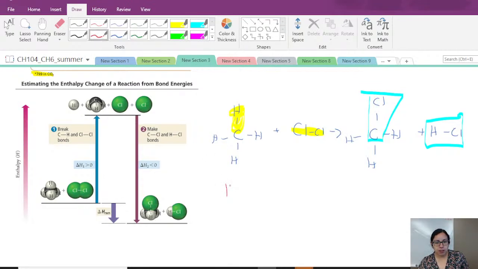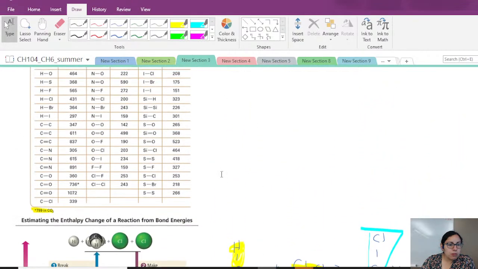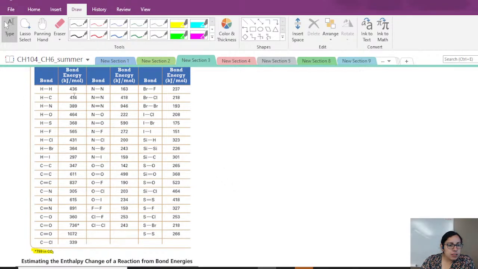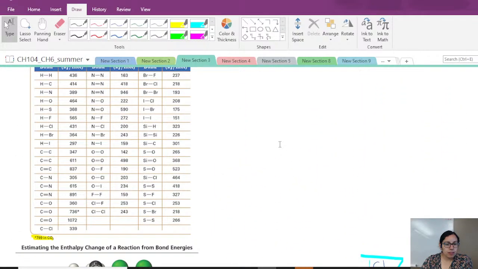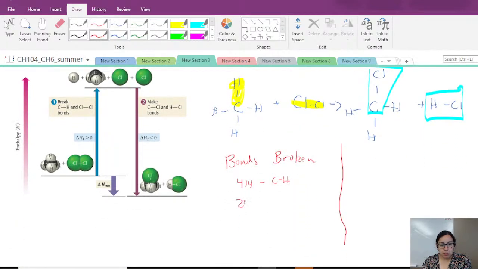And so now let's do the accounting for it. Let's do bonds broken first. We need to put energy into the system. So now let's look up the CH bond. We'll go to our chart. CH, a regular single bond, is 414 kilojoules per mole, and there's just one of them, so that's fine. And then chlorine, there's my chlorine, so 243. We'll add those up.